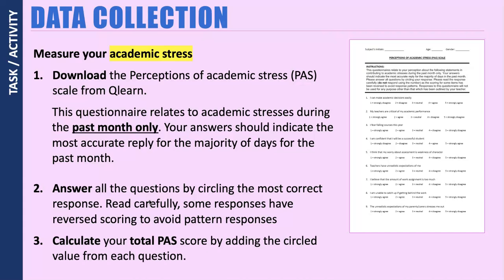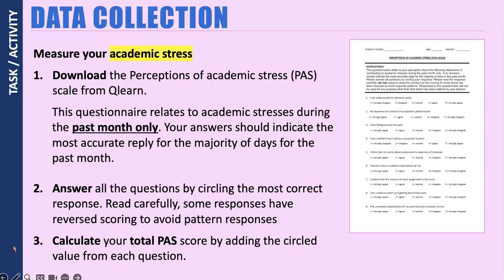The questionnaire that assesses perceptions of academic stress is an 18-item scale, meaning there are 18 statements. For each statement, a participant is asked to rate how much they agree on a scale of 1 to 5. 1 means strongly disagree, and 5 means strongly agree. Pause the video now and complete the questionnaire. When you are ready, return to the video.